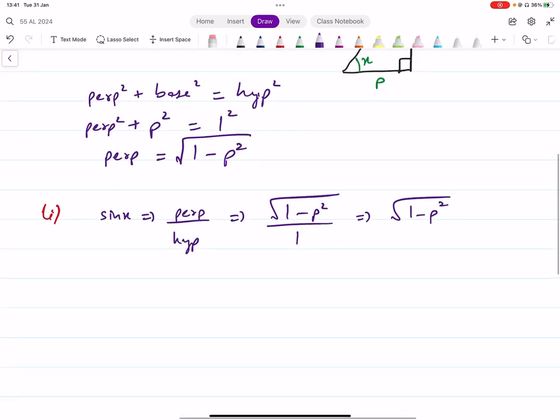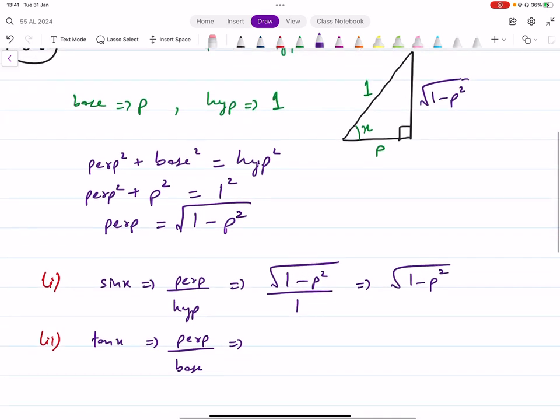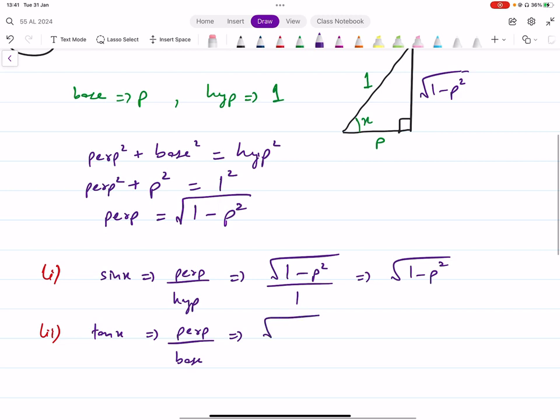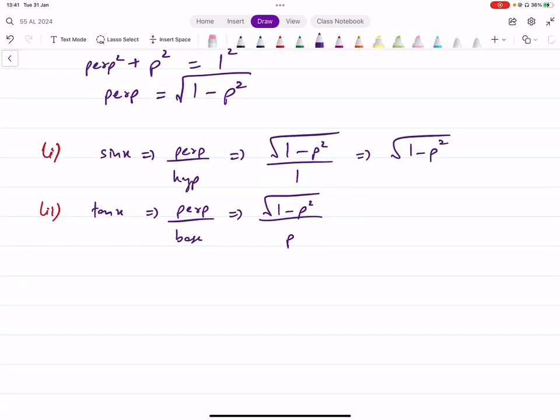Next we had to write down tan. What is tan? Tan x is perpendicular over the base. What's the perpendicular on that diagram? Square root of 1 minus P square divided by P. That is your tan x. All right.